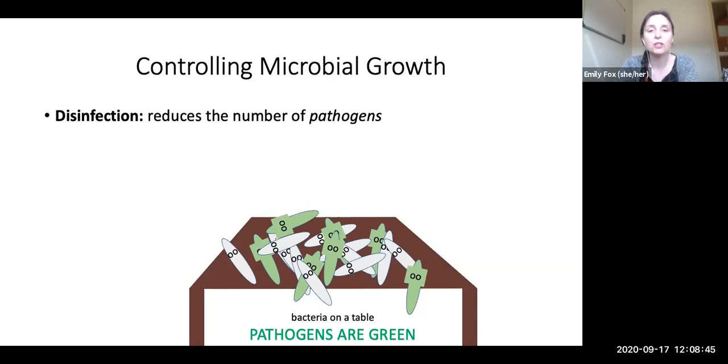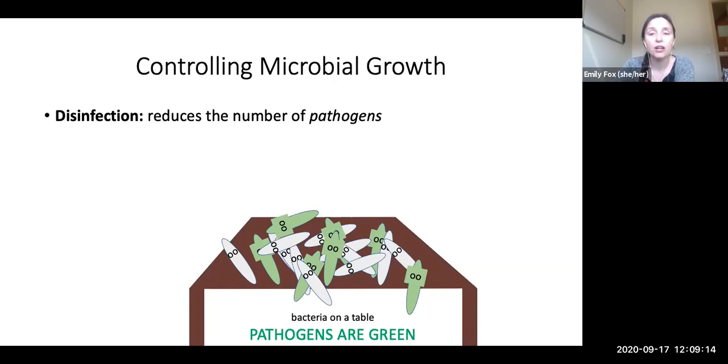Disinfection means reducing the number of pathogens. In this example, you can see we have bacteria on the table, and we also have some pathogenic bacteria. Remember, a pathogen is a microbe that causes disease. And so the white bacteria on the table are non-pathogenic. We don't really have to worry about them, but the green ones are the pathogens.